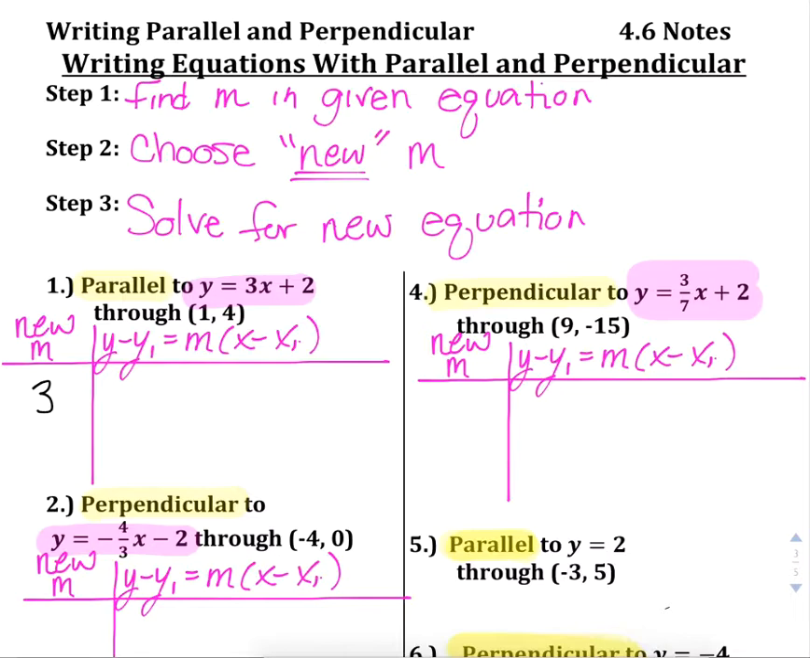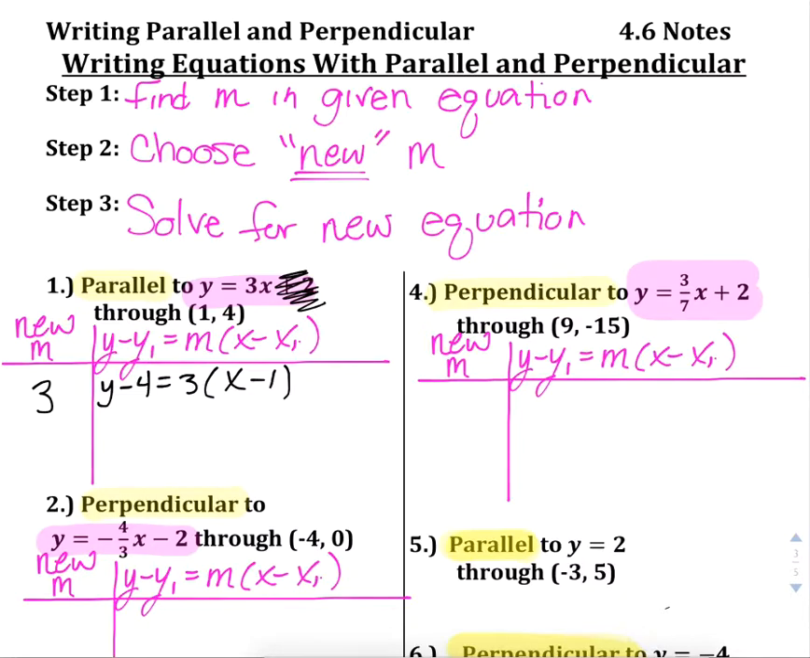I don't care about the 2. It doesn't matter. I'll even scratch it out. We don't need that. But I do need my 1 and 4. Those are going to be my points. So I'm setting it up. Y minus 4 equals 3, x minus 1. I'm plugging in my x and my y along with the m that I chose.